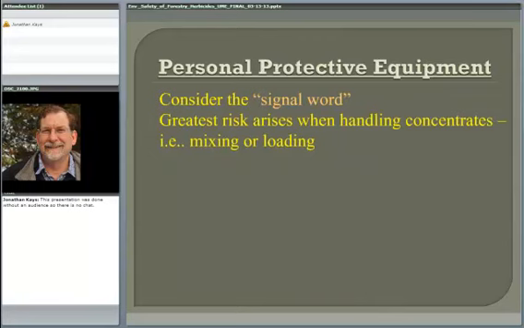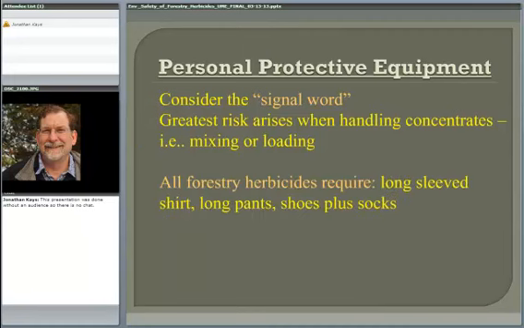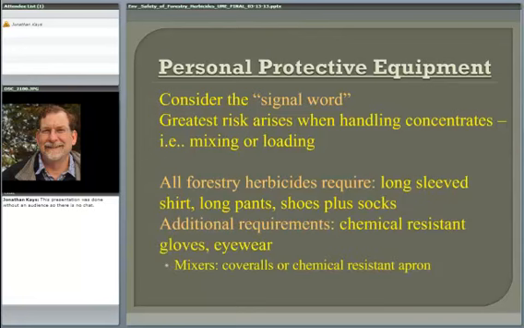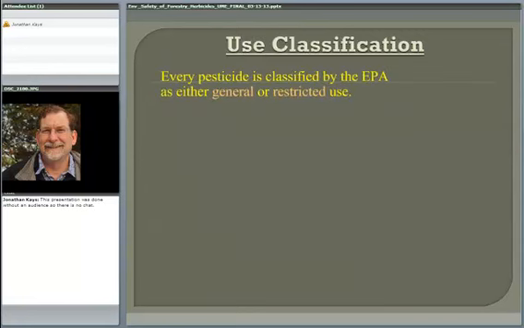Now, consider the signal word. The greatest risk arises when handling concentrates, mixing and loading. Personal protection equipment is what you're wearing, all right? And it's going to vary depending upon the signal word and on the label of the chemical that you're using. So all forest herbicides require a long sleeve shirt, long pants, shoes, plus socks. And there may be some additional requirements regarding chemical resistant gloves and eyewear, and these other things that are mentioned as well.